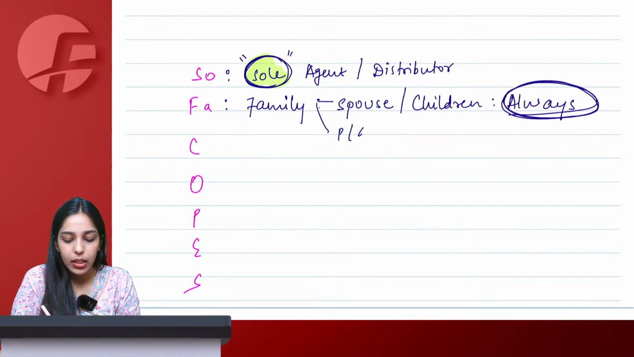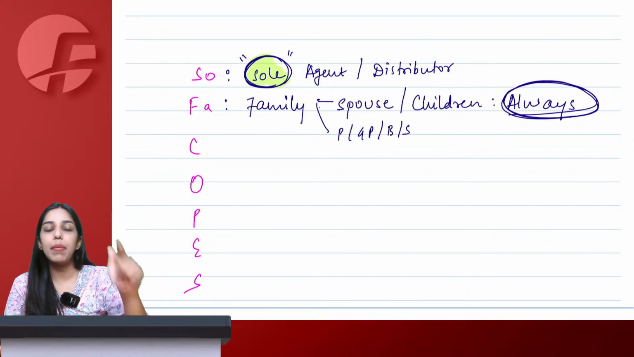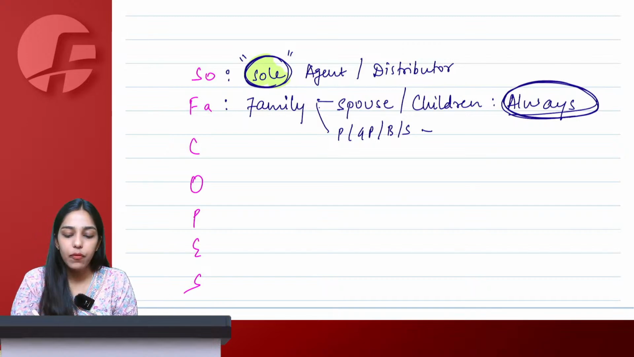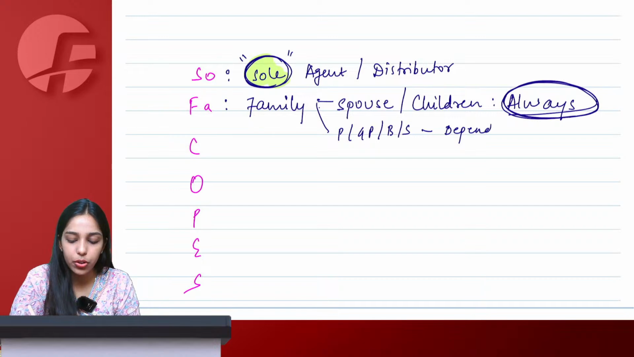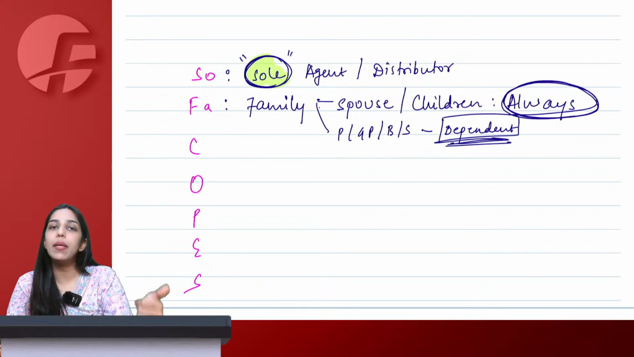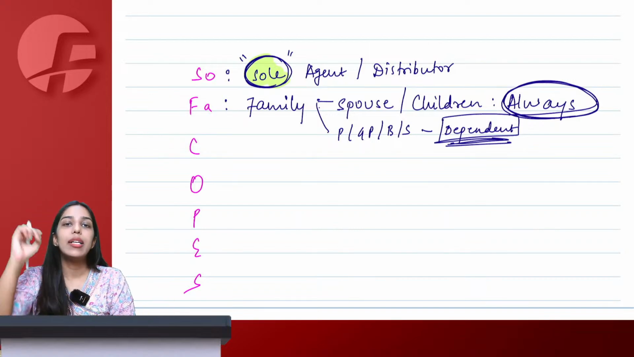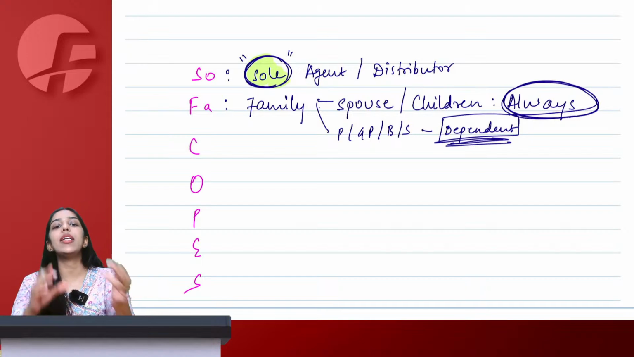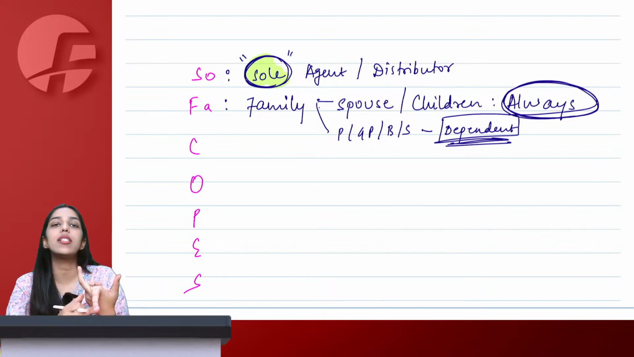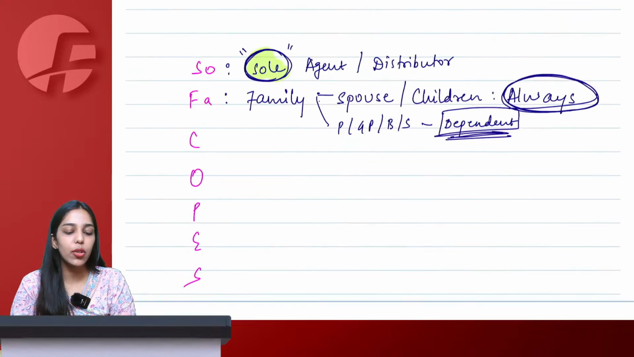But parents, grandparents, brother and sister will be considered as your family only if they are dependent on you. Only if they are dependent. Dependency can be fully dependent also, can be partially dependent also. If at all they are dependent on you, only then your parents, grandparents, brother and sister will be considered as your related person.